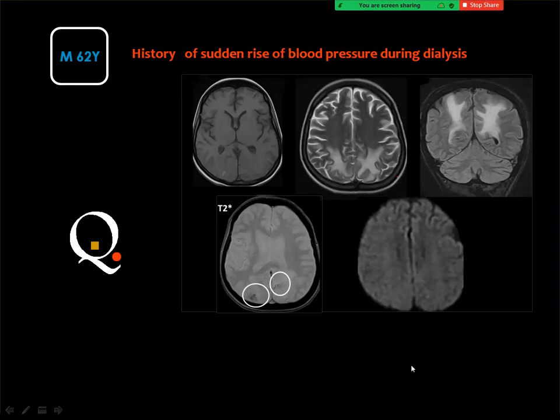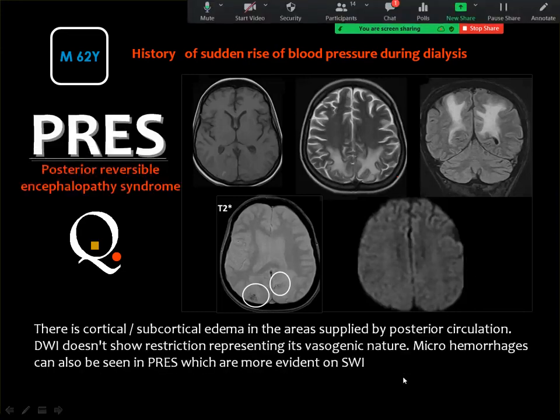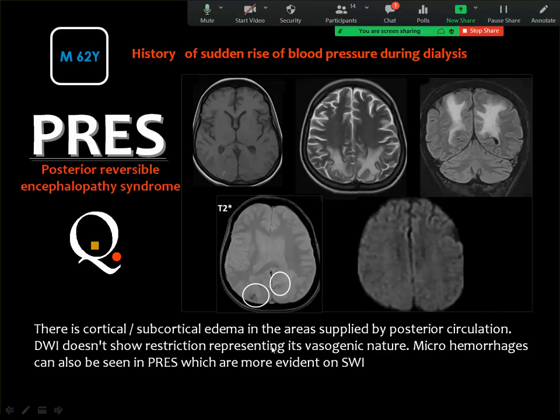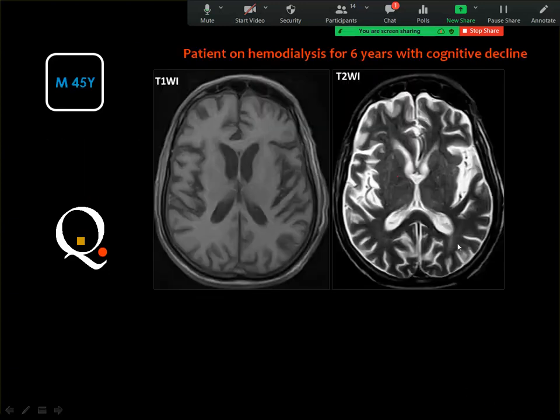Right, and then this is posterior reversible encephalopathy syndrome, which is a brain edema due to vasospasm due to sudden increase in the blood pressure, which is classically occurring in the posterior aspects of the brain, in the posterior fossa and the occipital lobes, and may reach the parietal lobes, and it is reversible. From its name, it is reversible and it does not produce diffusion restriction. This patient on hemodialysis for 6 years with cognitive decline.